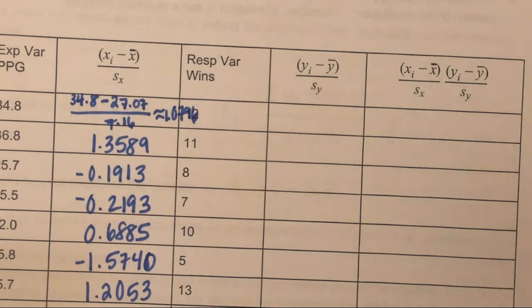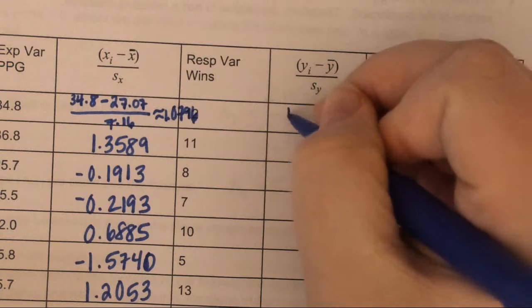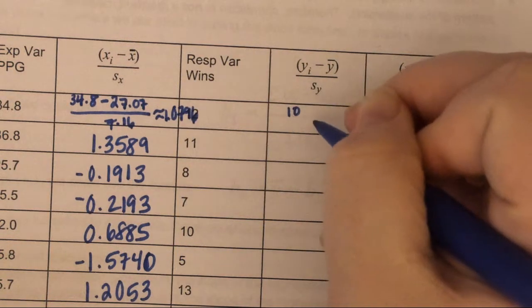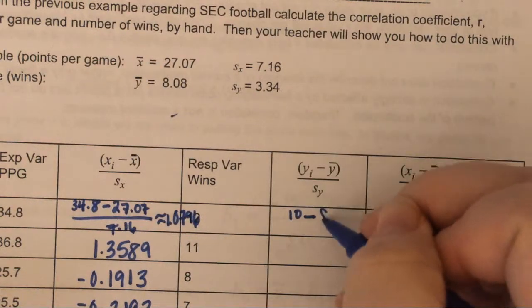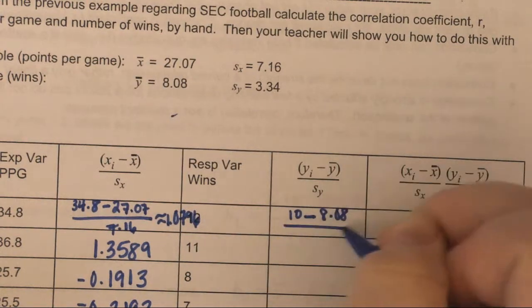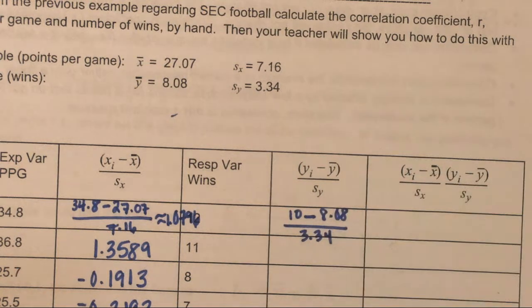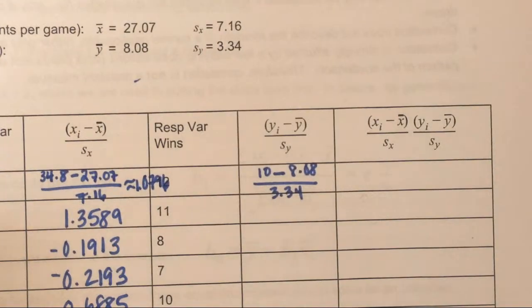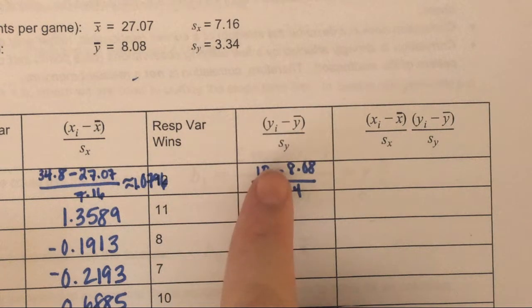Okay, so now we've got to change things, and this should be easier. So 10 is my yi minus y bar. Well, y bar is 8.08, and s of y is 3.34. So I am happy that I get to type different numbers in the calculator. On the second line, I'm going to do 11 minus 8.08 divided by 3.34.